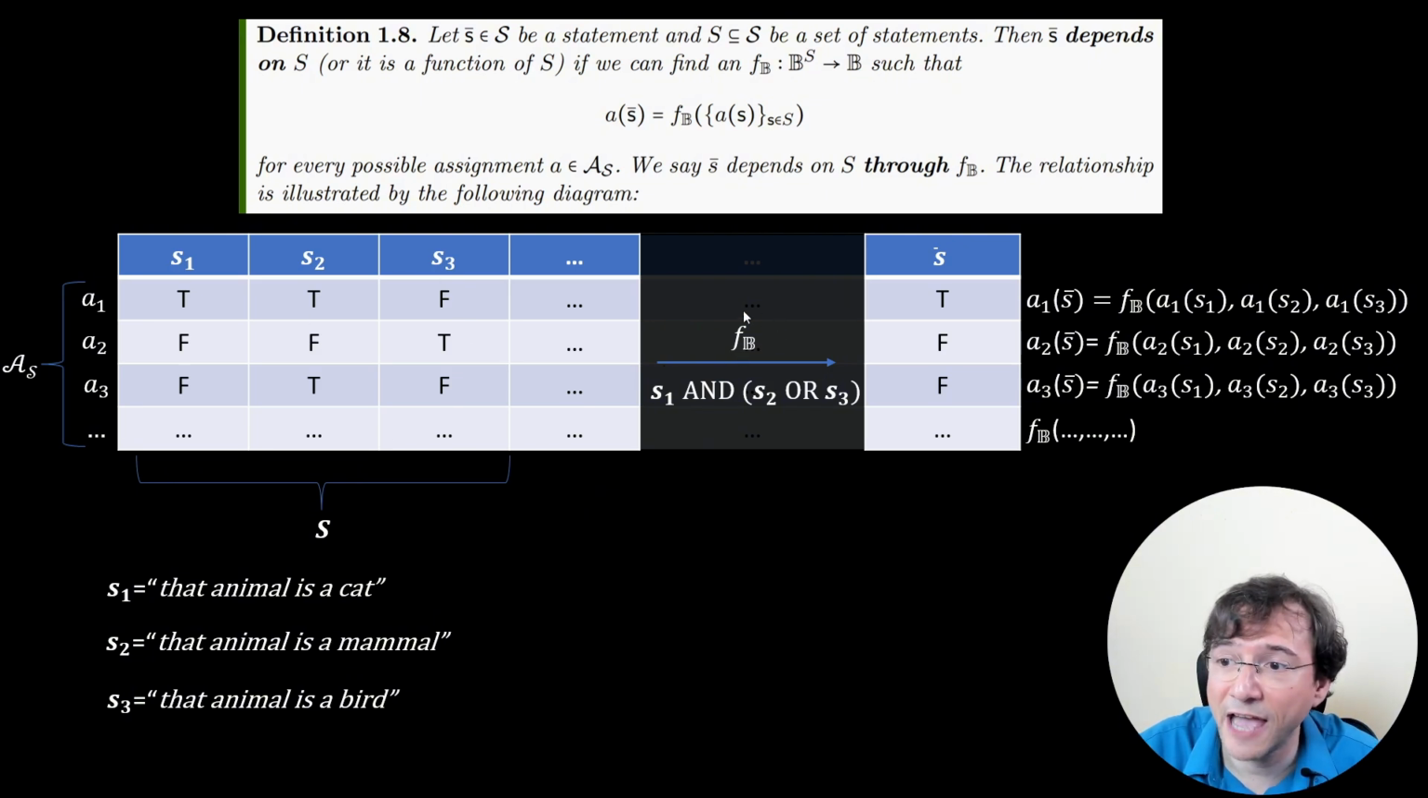And so formally we have an F_B, which is a function from Boolean values, and in every assignment, the value of S bar for that assignment is equal to applying the Boolean function to the values of the statements for that particular assignment. And this is going to be true for all of them. If this is true, then we say that S bar depends on S1, S2, and S3 through the function F_B. So this is what it means to be dependent.